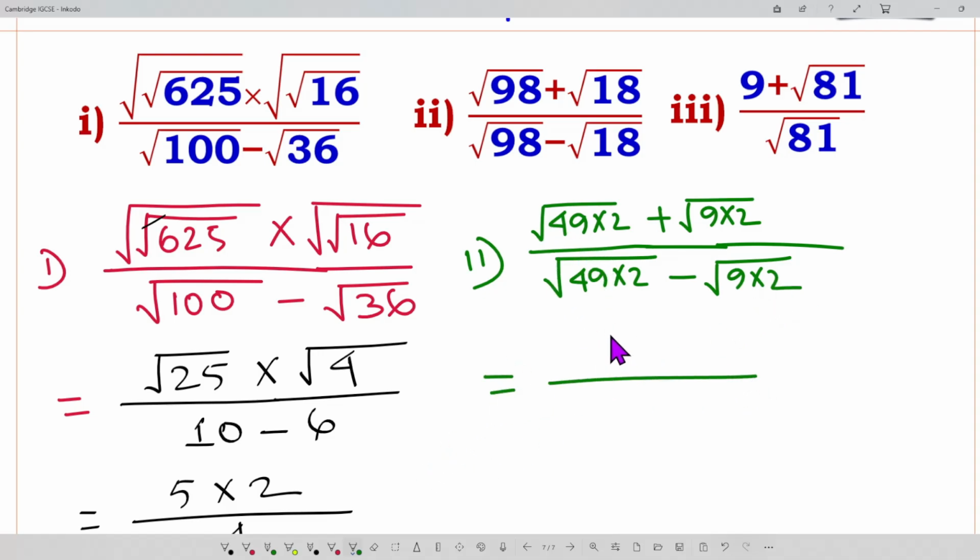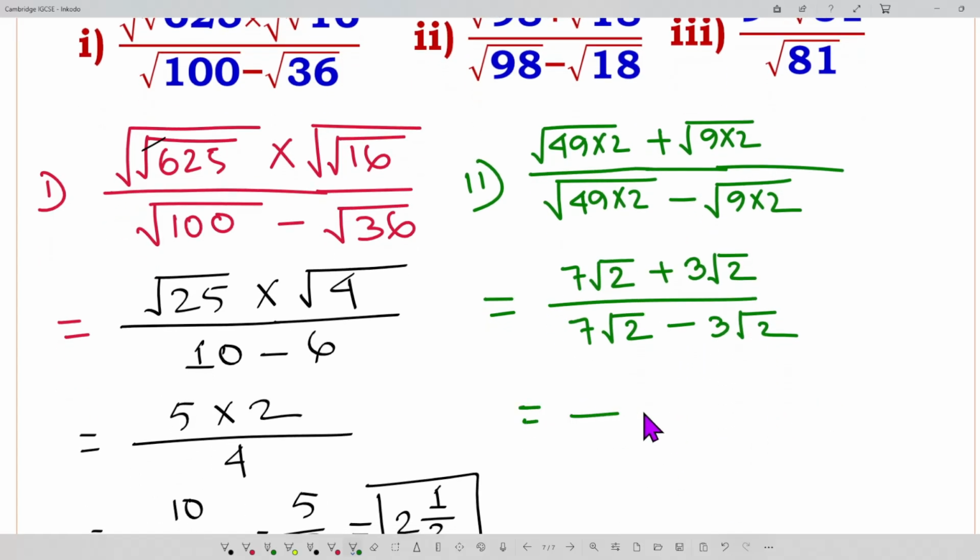49 is a perfect square, so we can write 7 and here root 2, plus 9 is a perfect square, so we can write 3 and here root 2. Similarly, 7 root 2 minus 3 root 2. Okay, now 7 plus 3 is 10, so here is 10 root 2, and 7 root 2 minus 3 root 2, it will be 4 root 2.